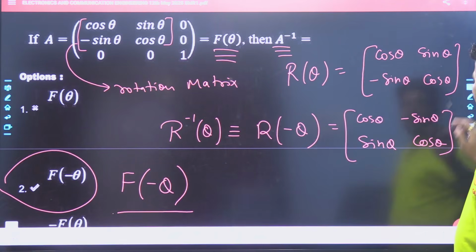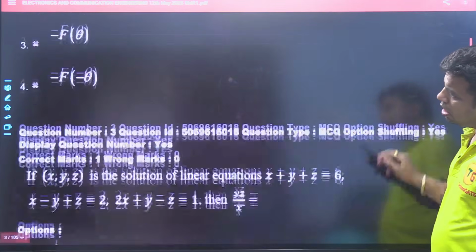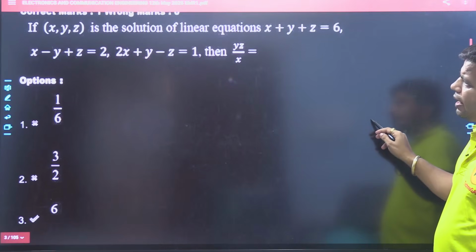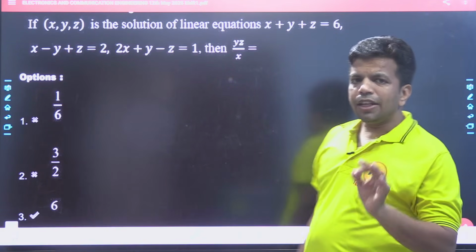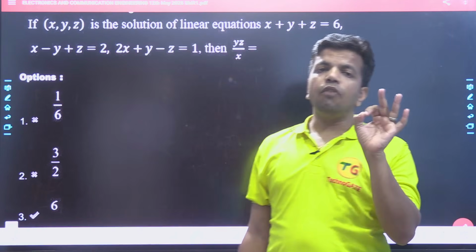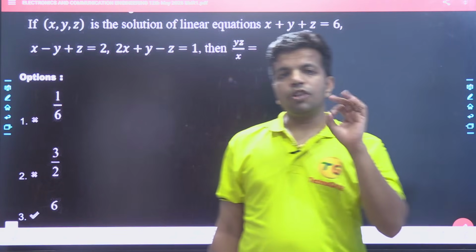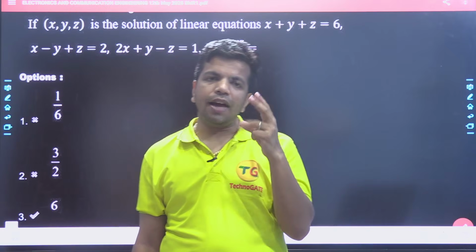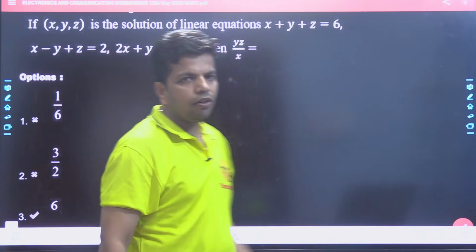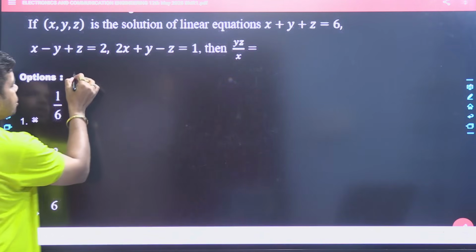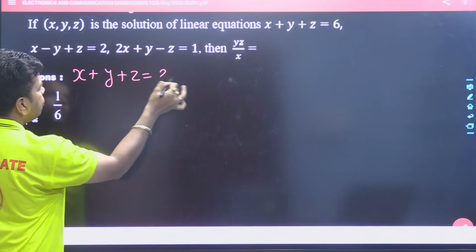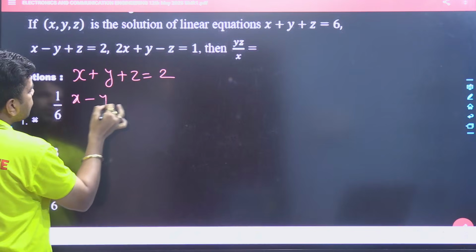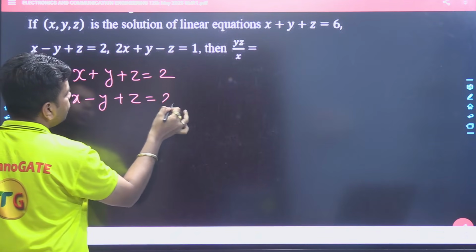Now see another question. There are 3 linear equations. They are asking, after solving the linear equations, what would be the value of yz by x? So first of all, we need to compute the values of x, y and z, and then we can find this. We have 3 equations. x plus y plus z equals 2. x minus y plus z equals 2.